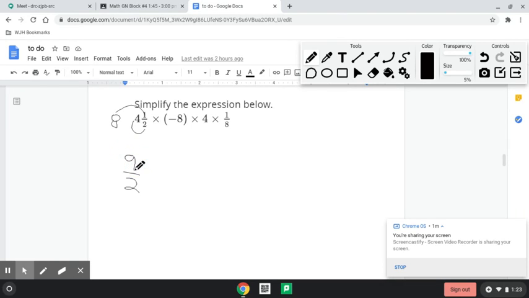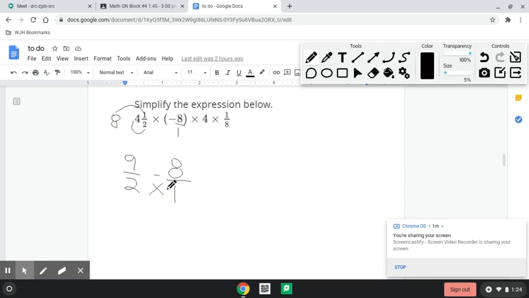Again, check the video on changing a mixed number to an improper fraction if I went too fast for you right there. Pause this video and then go watch that. For any whole number or integer like this, it's pretty easy to change it to an improper fraction. We just put a 1 underneath it. So -8/1.